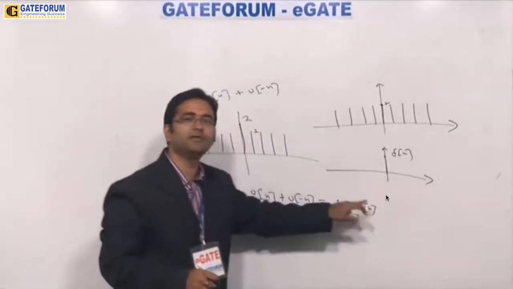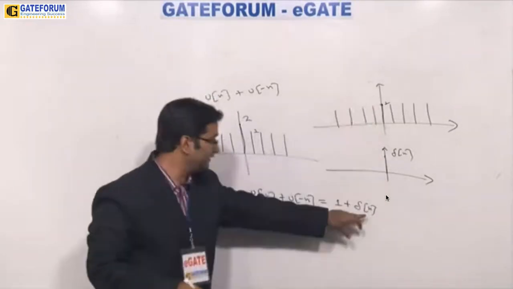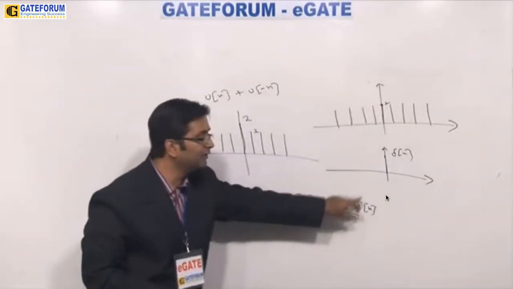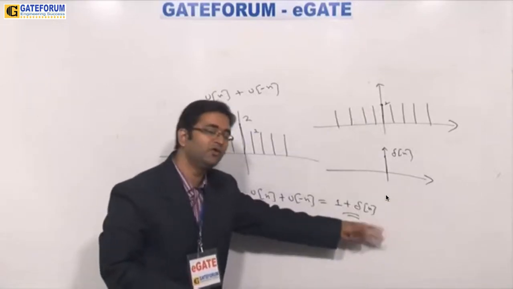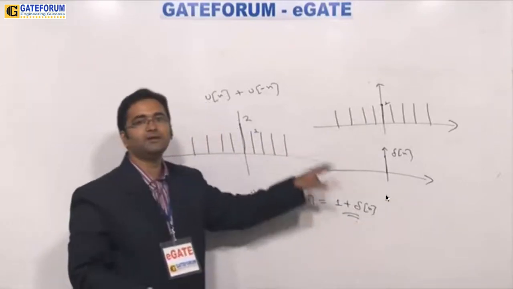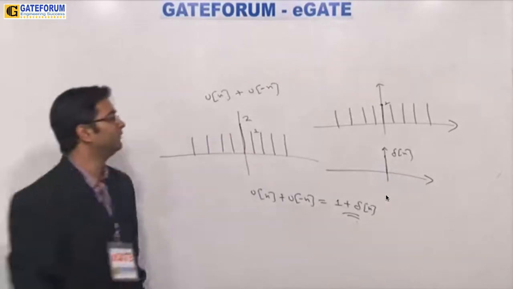I am not saying that at n equal to 0 it is delta n, but at n equal to 0 it is 2. And you see here, when you put n equal to 0, what will you get? 2 here. But when you put any other value of n, what will you get? Only 1. That's why it is 1 there and 2 at n equal to 0.